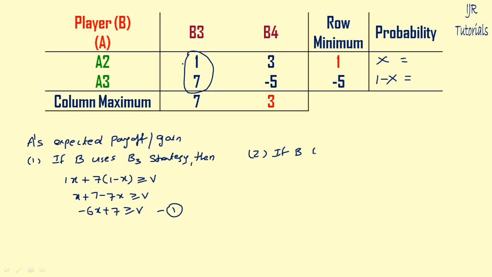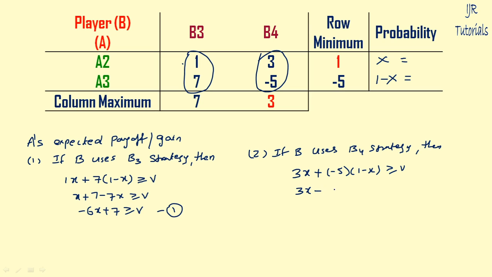If B uses the B4 strategy, again there are two payoffs, 3 and -5. So we multiply 3 into x plus minus 5 into 1 minus x, greater than or equal to v. Let us solve this one: 3x plus 5x minus 5, that is 8x minus 5, is less than or equal to v. This is the second equation.